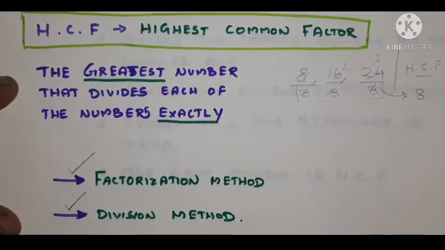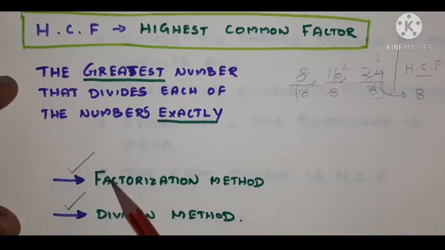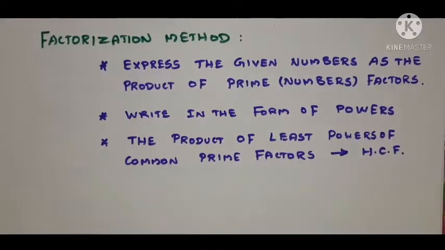Anyway, we have two major methods to find the highest common factor. One is the factorization method, and the other is the division method. Now we are going to see them one by one. First, we are going to see the factorization method to find the HCF, the highest common factor, of the given numbers.